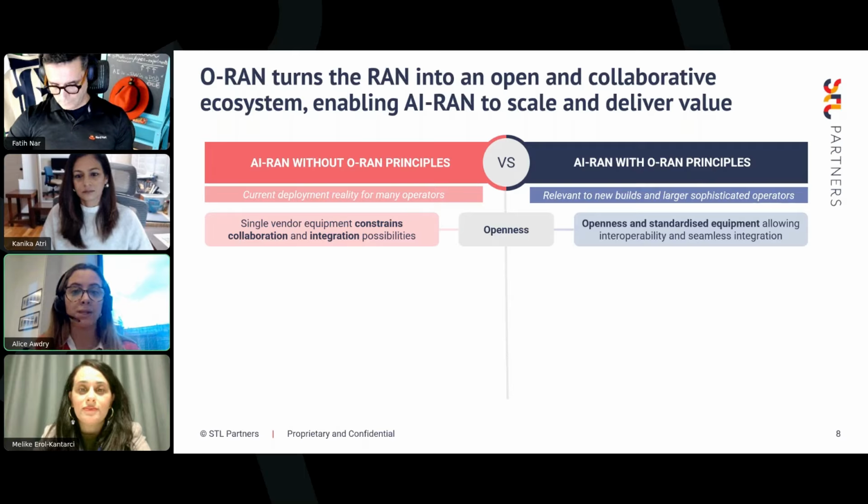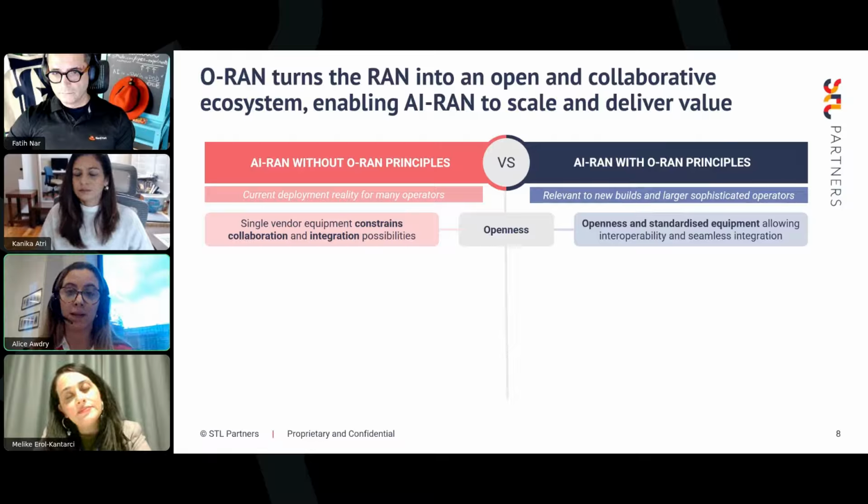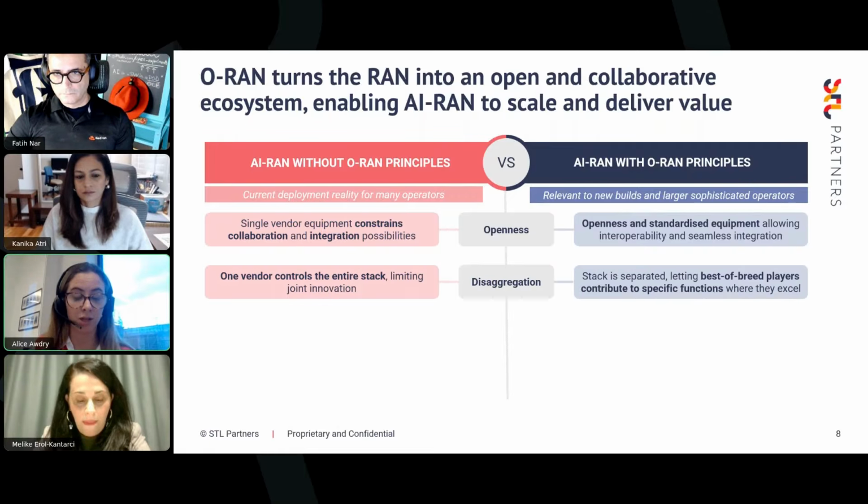With O-RAN, openness enables seamless integration and communication between different pieces of equipment, rather than potential constraints around integration in a stack comprised of equipment from a single vendor. If operators abide by this O-RAN principle, this ensures that all parts are interoperable, so different equipment pieces can seamlessly communicate and integrate. Secondly, if we look at disaggregation, with O-RAN principles, when the stack is separated, you can therefore bring in best of breed vendors.